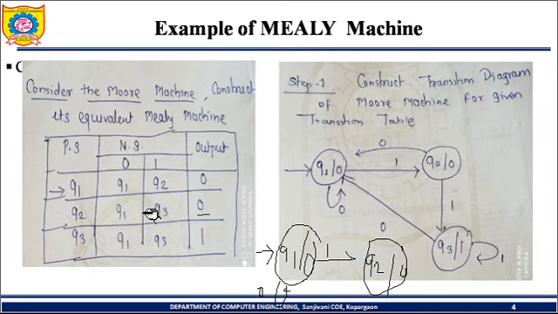Now Q2 after receiving 0 will be in Q1. Q2 after receiving 1 is in Q3, where Q3 has 1 output. So Q2 after receiving input 1 will be in Q3. Now Q3 after receiving 0 will be in Q1, and after receiving 1 it will stay in the same state. I have shown the same here in this diagram.